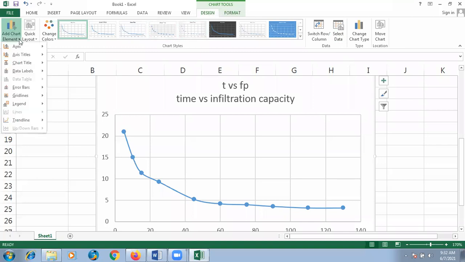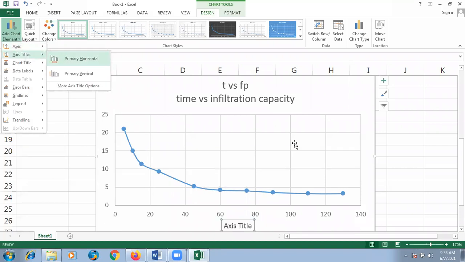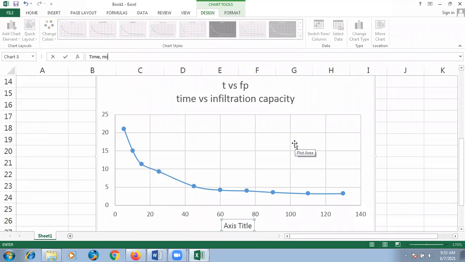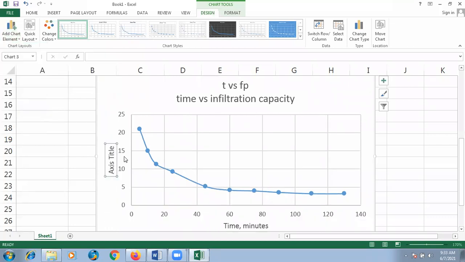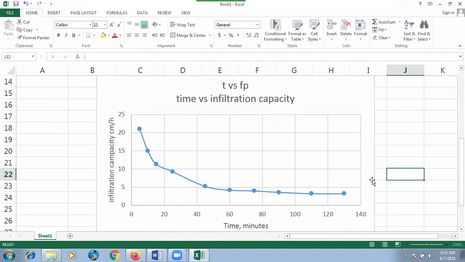In the exam, for the horizontal axis title, you would show time in minutes, then for the vertical, infiltration capacity in centimeter per hour. So that I have put here. Infiltration capacity in centimeter per hour. This is all you need to do.